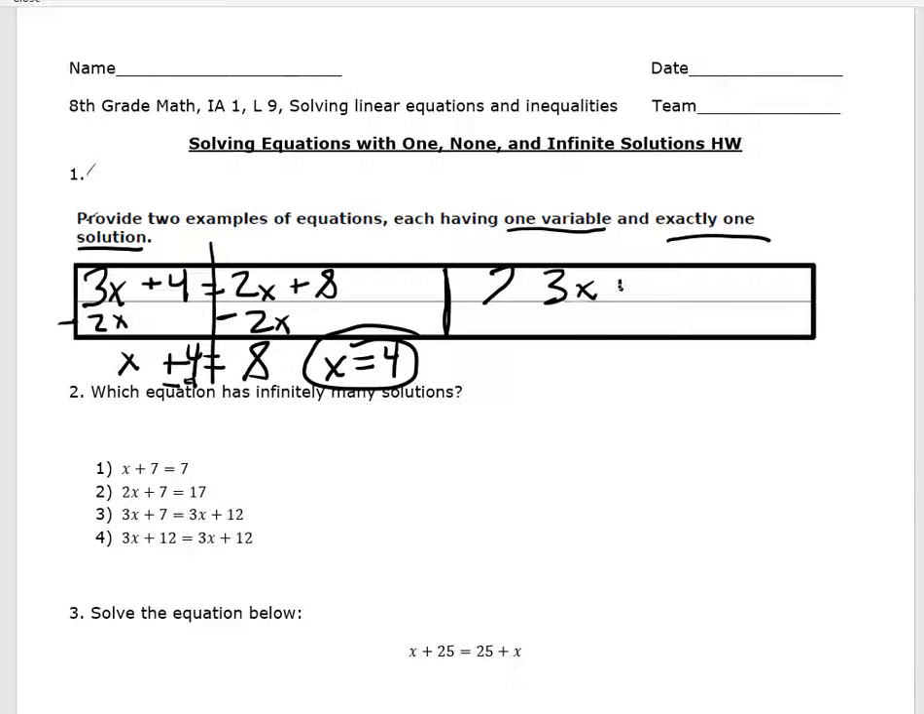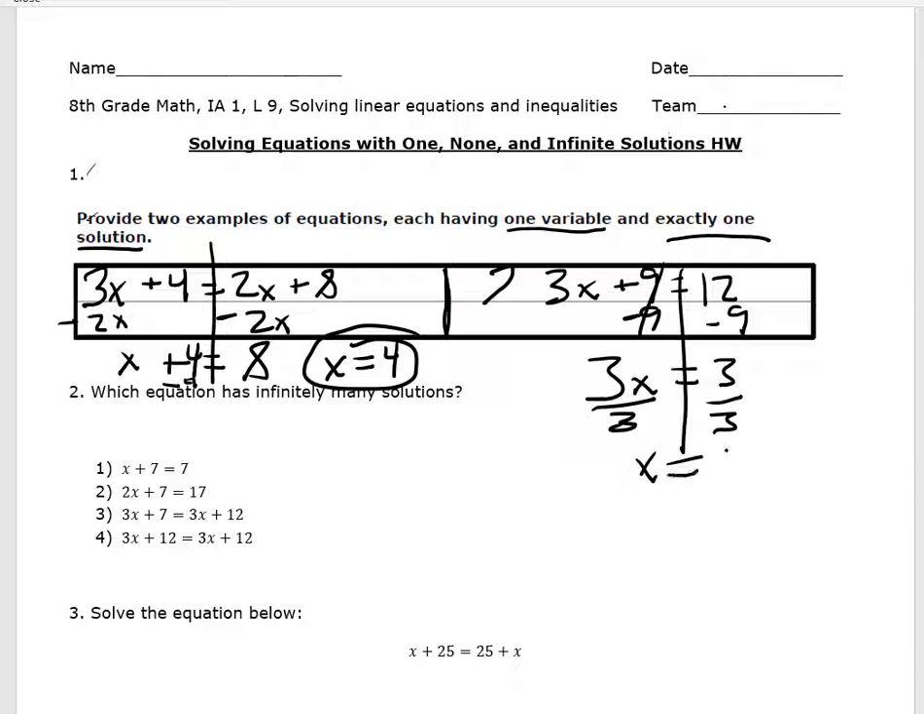A more traditional problem that we've seen before would be something like 3x plus 9 equals 12. Using my inverse operations and properties of equality, I'll subtract 9 from both sides. I'm going to be left with 3x equals 3. If I divide both sides by 3, I'm left with x equals 1. So there are two equations in which I was able to isolate the variable on one side and be left with a single number that would make the equation true.